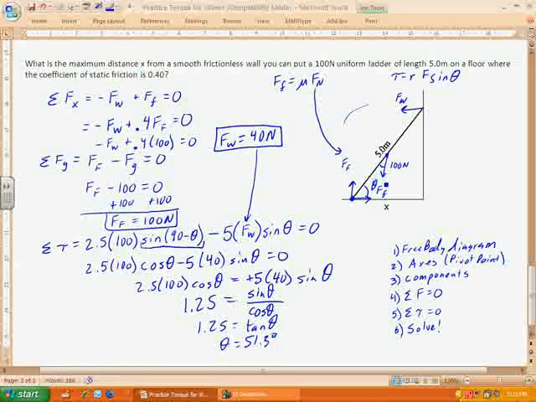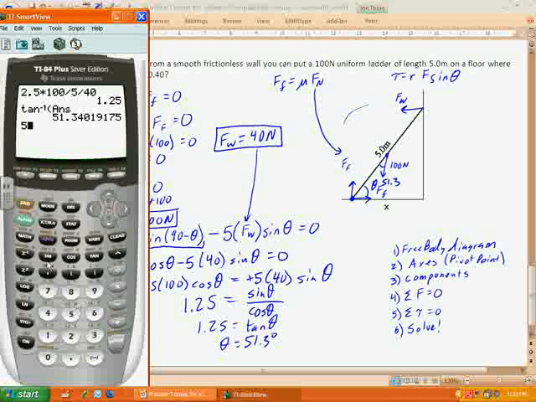And so if this is 51.3, we know the hypotenuse. We should now be able to find the distance. So we want adjacent over hypotenuse. So cosine of 51.3 is equal to the adjacent over the hypotenuse. So 5 cosine 51.3. And we get our answer, which is 3.12 meters.